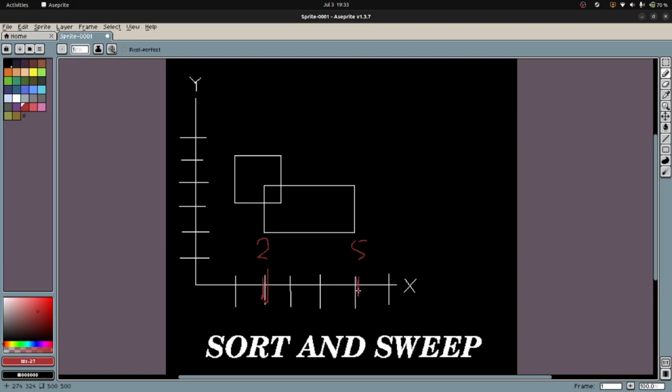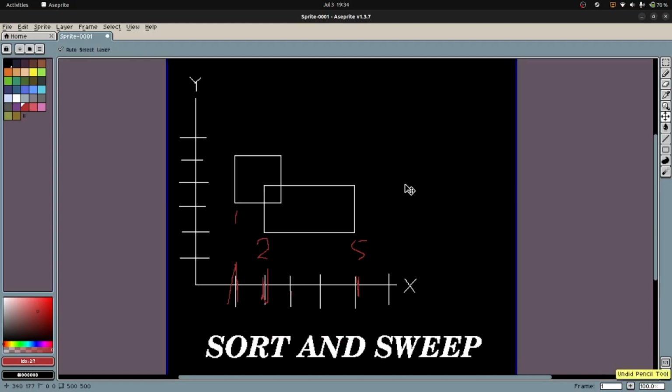Now, we can prove that these are intersecting on the x-axis if we come over here and go, okay, this one's at 1 and this one's at 3. We can see that our bounds here are overlapping. That proves that those are intersecting on the x-axis.